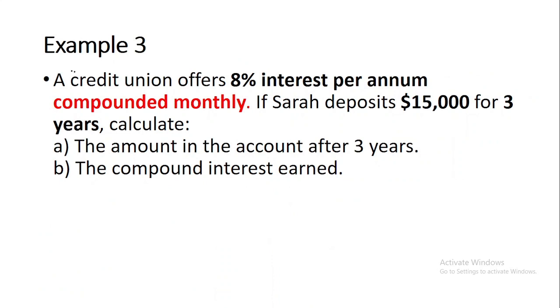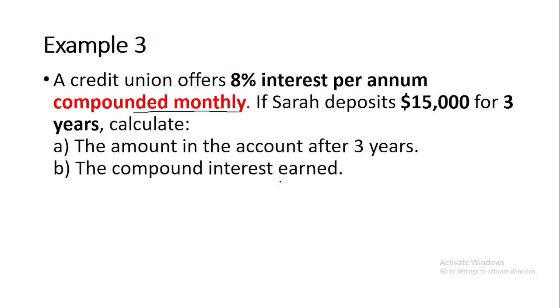Let's look at this one right here. So that's example two. This is going to be my second example because of the time. A credit union offers 8% interest per year, so per annum, compounded monthly. If Sarah deposits $15,000 for 3 years, calculate A, the amount in the account after 3 years, and also B, the compound interest earned.